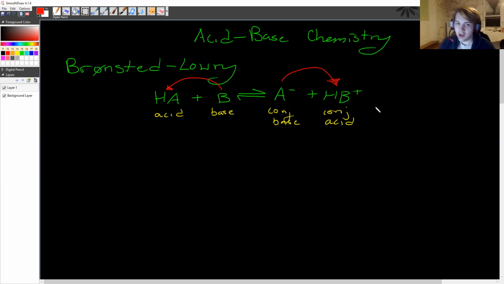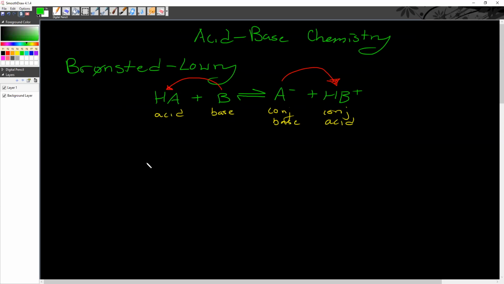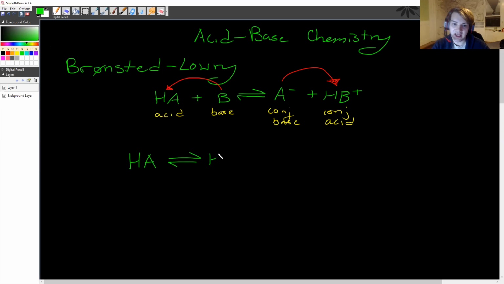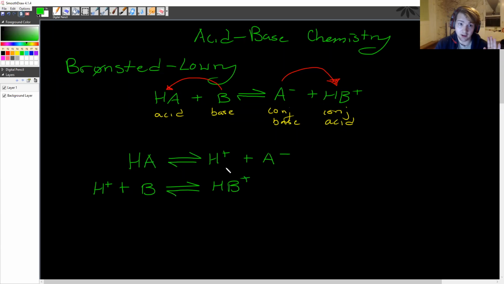What I want you to know is that this is a combined equilibrium equation, okay? So what's going on here is really we're talking about HA dissociating into H plus plus the conjugate base, and we're also talking about H plus plus B associating into HB plus. So we have two equations going on here.